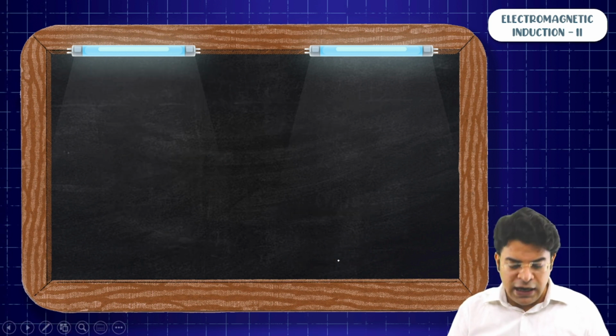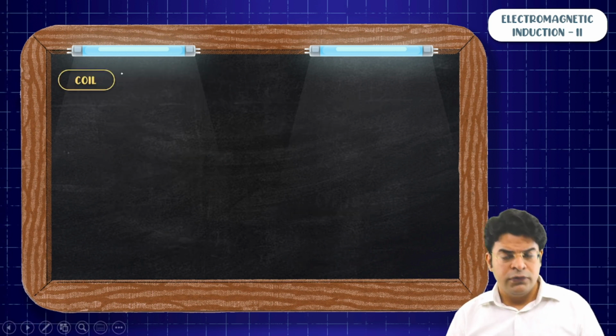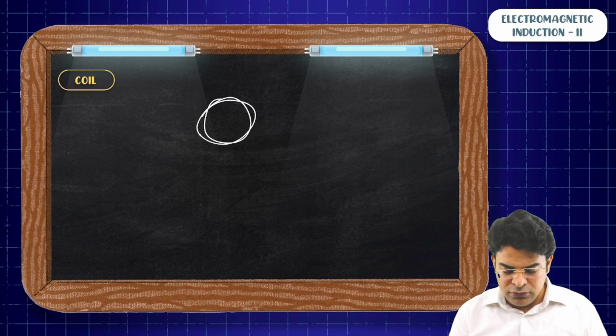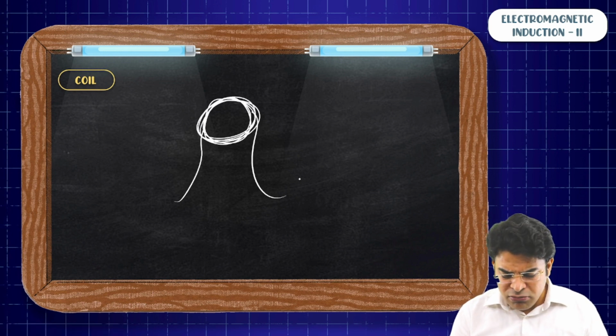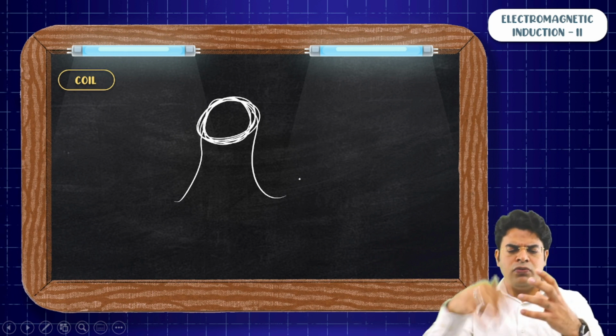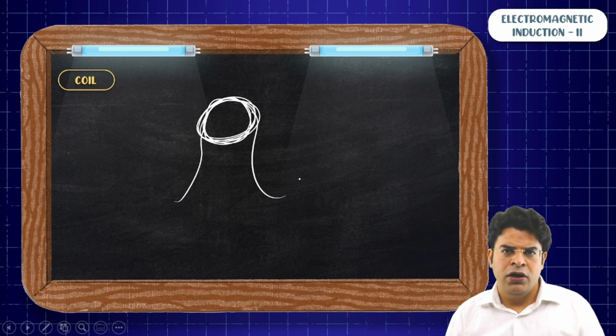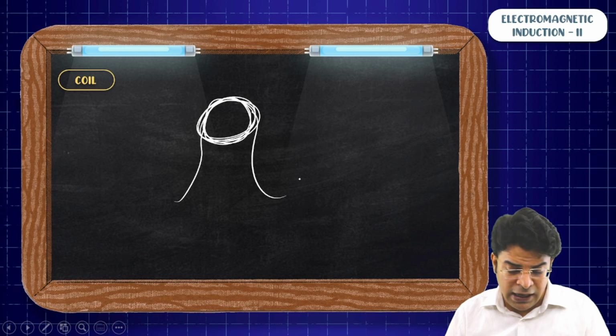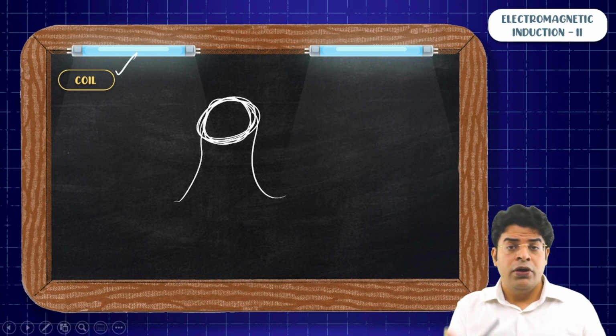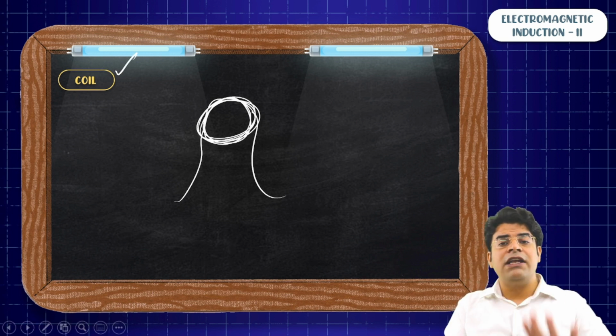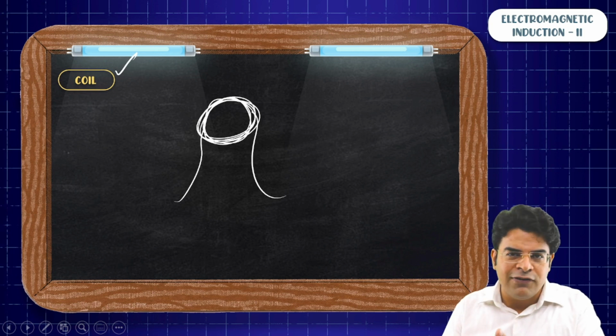So let's move on and talk a little bit about a coil. What is a coil? A coil: you take a wire, you turn it around, that becomes a coil. Now what I'm trying to tell you here about a coil will be useful both in this chapter as well as in the chapter of alternating current, which is our next hour.